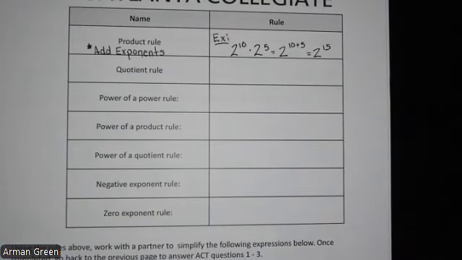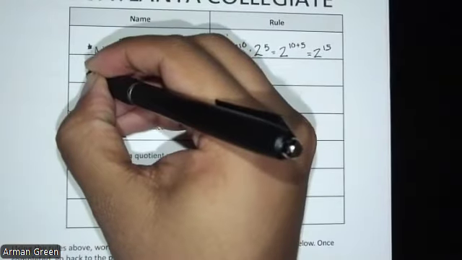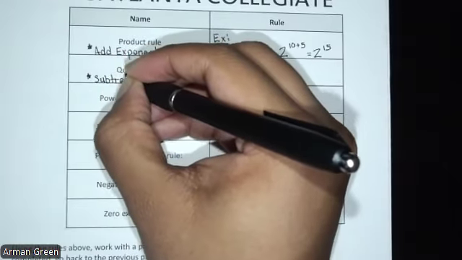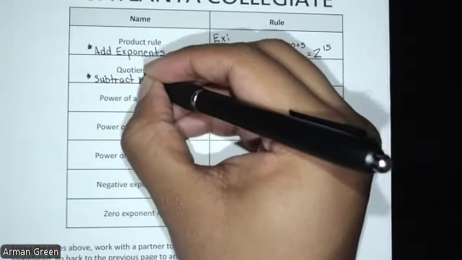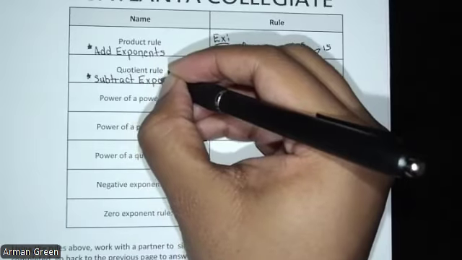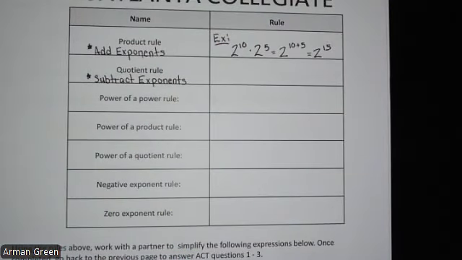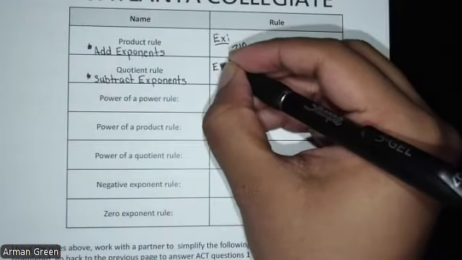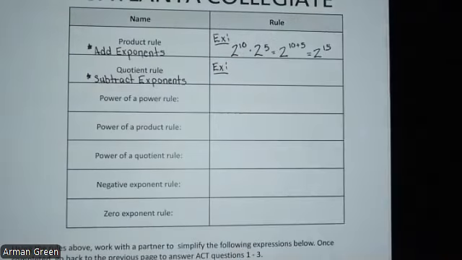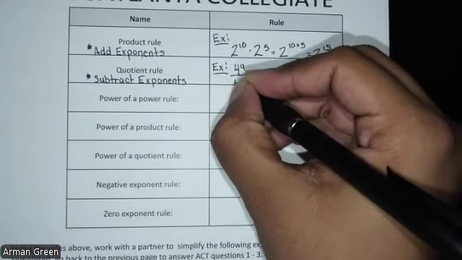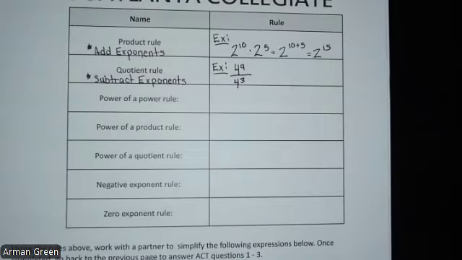Now, for the second rule, when we're talking about the quotient rule, it's going to be the opposite. This is where we're going to have a case of subtracting exponents. Okay, so an example of this could be something like, what if we had 4 to the 9th power and we're dividing that by 4 to the 3rd power?